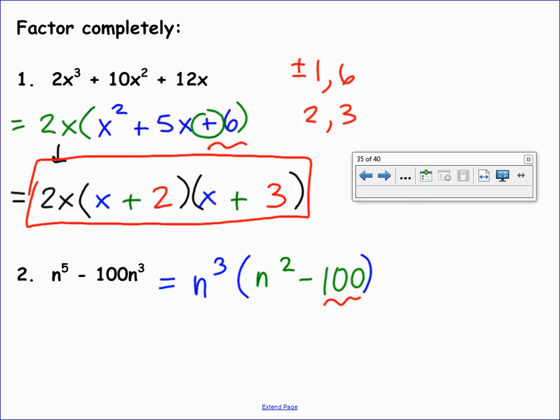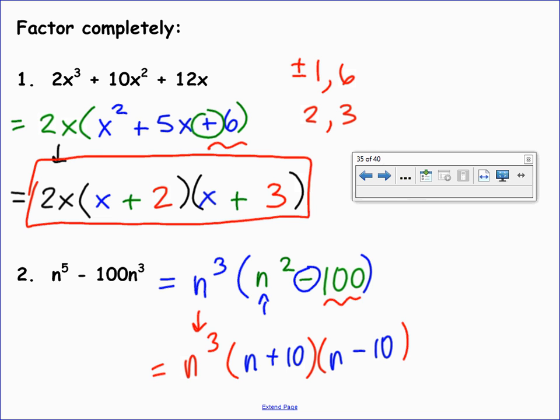Let's keep going. If n cubed was hiding in the original, n cubed is going to be part of my answer. But let's try and factor that green binomial further. What times itself equals n squared? n and n. What times itself equals 100? 10 and 10. If my last term is negative, then I have no choice but for my signs to be same or different? Different. So one must be positive, and one must be negative.